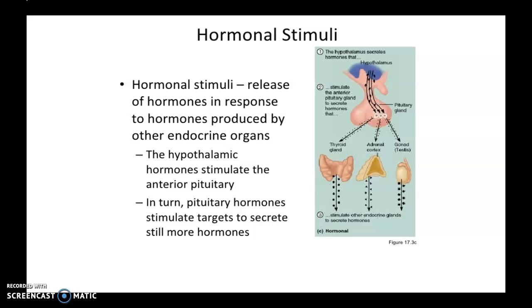So we have hormones released from the hypothalamus coming to the pituitary, causing the pituitary to release other hormones which target these glands. And in response to that, these glands release other hormones. So we do see a cascade effect here. This is hormonal stimuli.